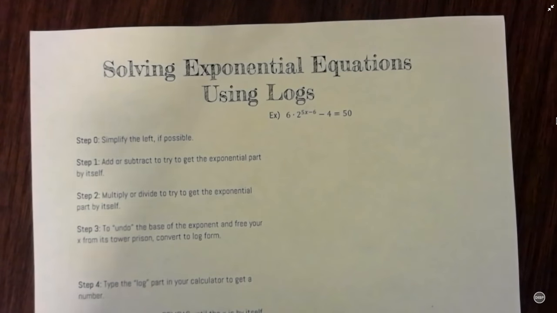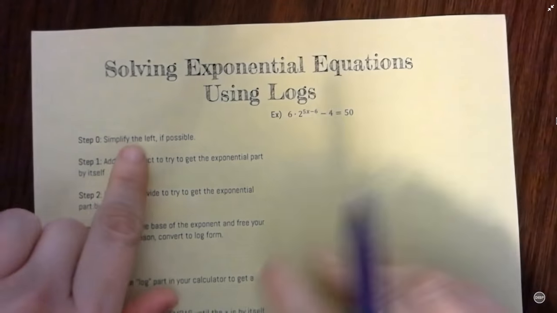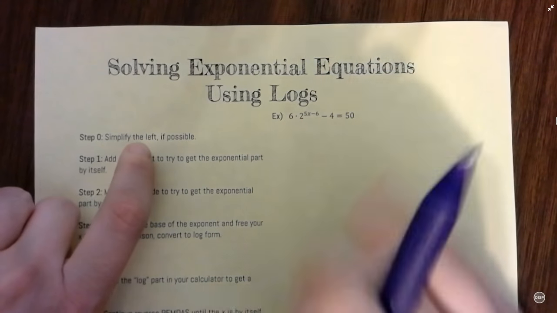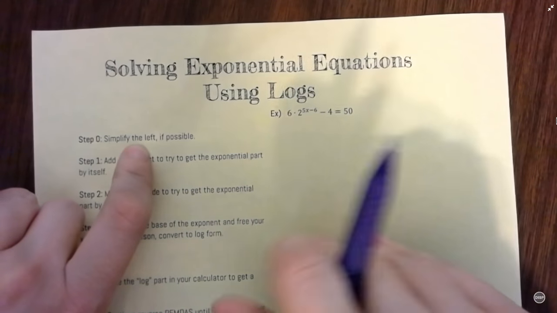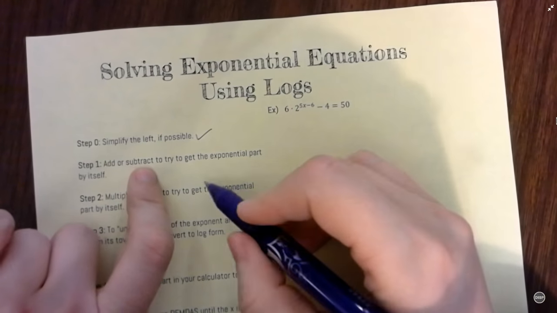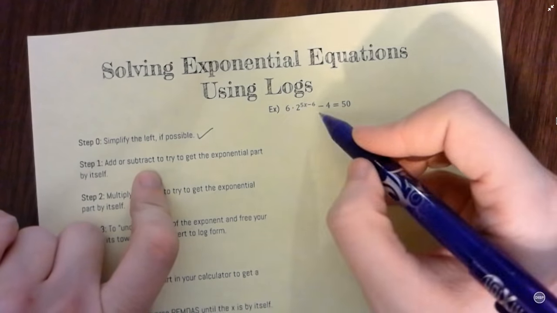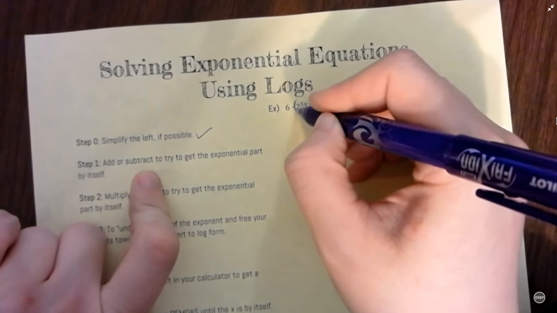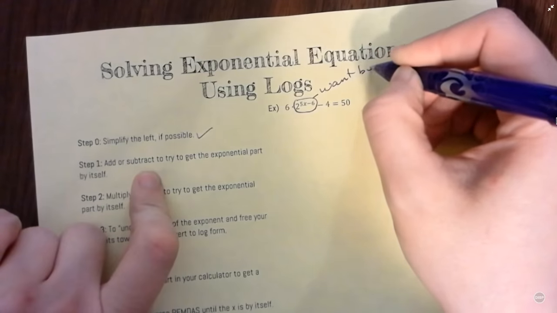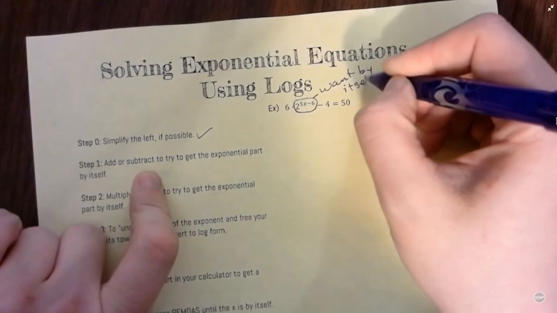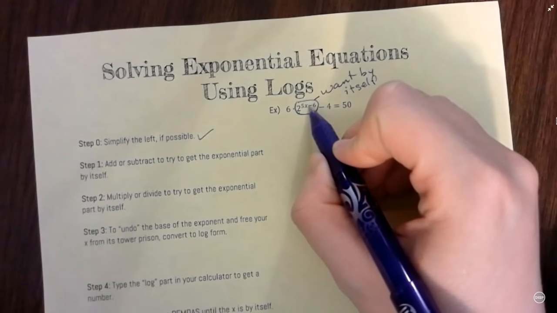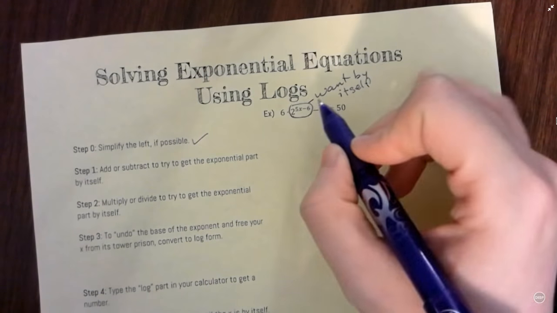So the first thing you want to do is simplify this side if you can. If you have any like terms you can combine or anything, get that out of the way. Now we don't on this problem, so yay, that's done. Then add or subtract to try to get the exponential part by itself. So basically I want this by itself, and that's going to be true on all of these. You just want to get the number to its exponent all by itself and get rid of everything else.